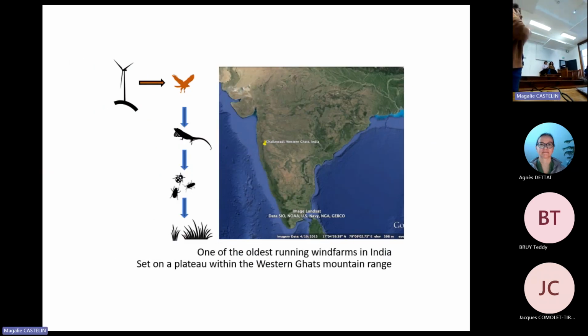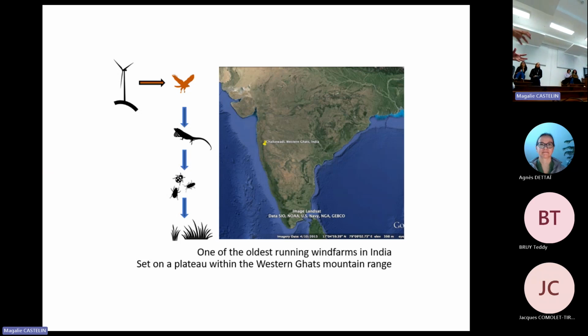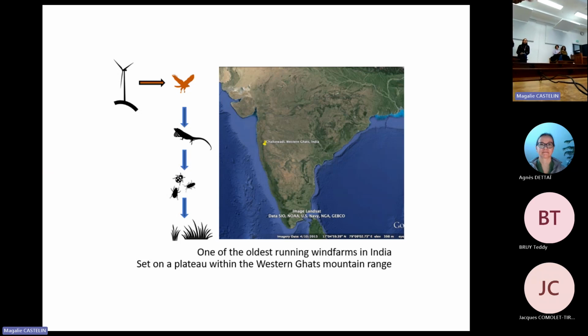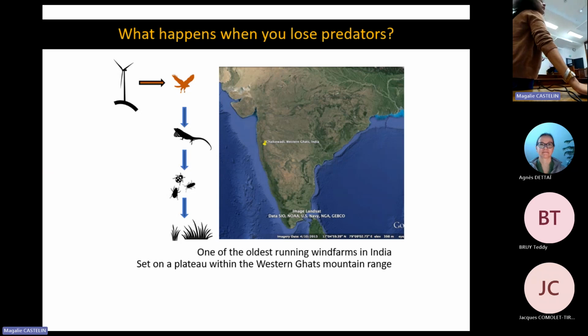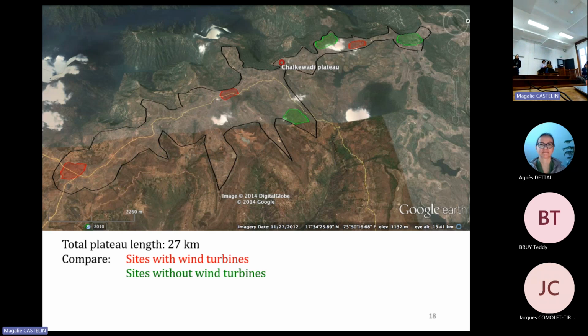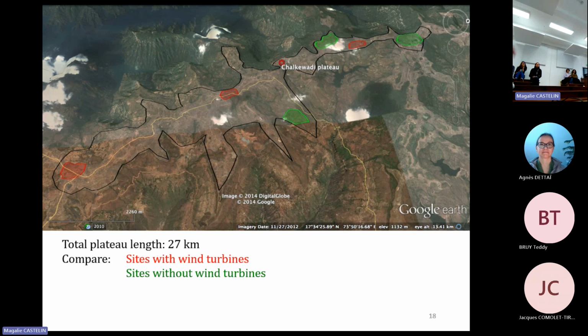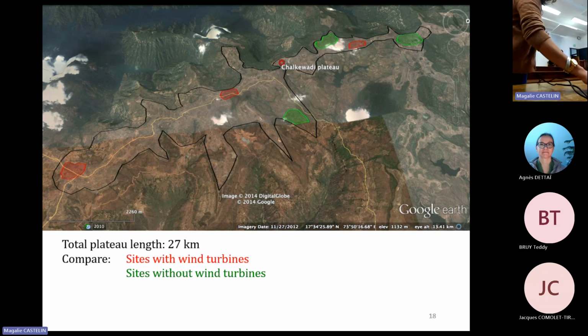So I'll take you first to one study that we did to try and disentangle consumptive and non-consumptive effects of predators. I did this work with students of mine at the oldest running wind farm in India. It's up on the top of these plateaus in the Western Ghats. We asked the question that James asked years ago: what happens when you lose predators? This plateau is 27 kilometers long, and in it we found sites with and without wind turbines. So an anthropogenic change, and we picked that one.